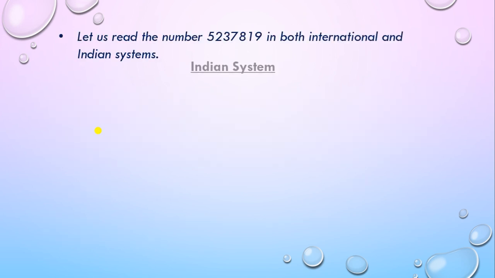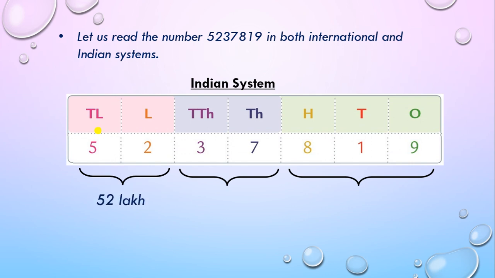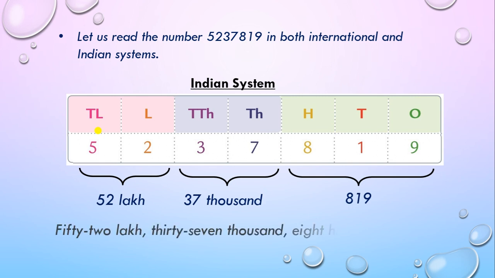Let's read the same number in the Indian system. Again we will use the place value chart. Let's separate the periods. The digits 5 and 2 come in the lakhs period. 3 and 7 come in the thousands period. 8, 1, 9 come in the ones period. So the number is read as 52 lakh 37,819.